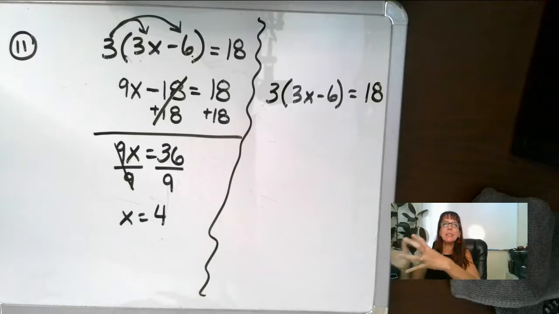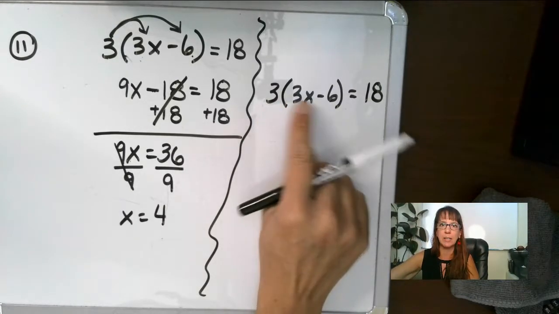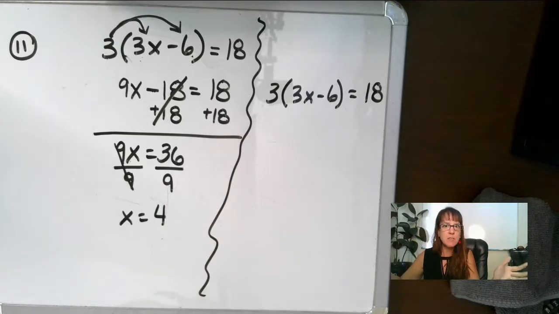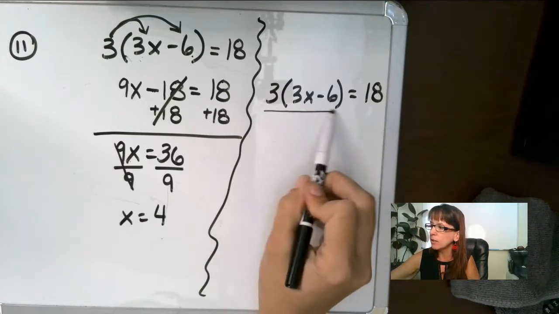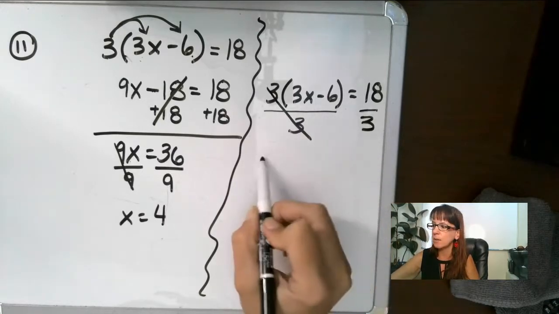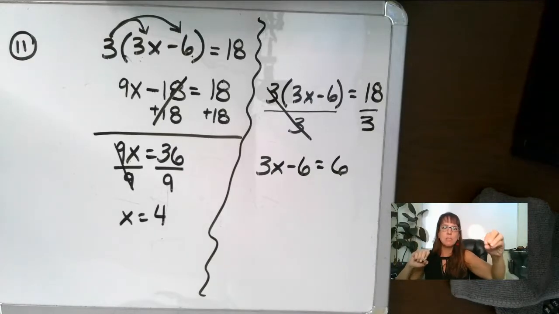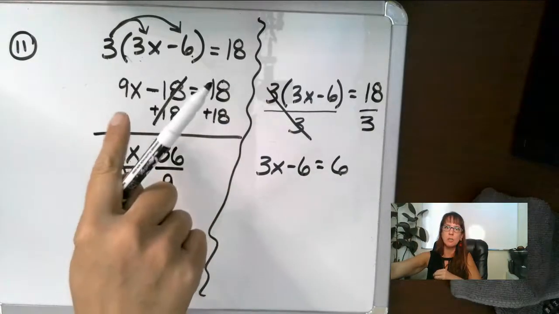Now, if we have something on the outside of the parentheses, we're doing 3 times all of that, right? The opposite of times is divide. And if you take a look here, you can divide both sides because that cancels out. I'm left with 3x minus 6 equals 6. Now, your teacher said to distribute first, so you technically should do it like this.